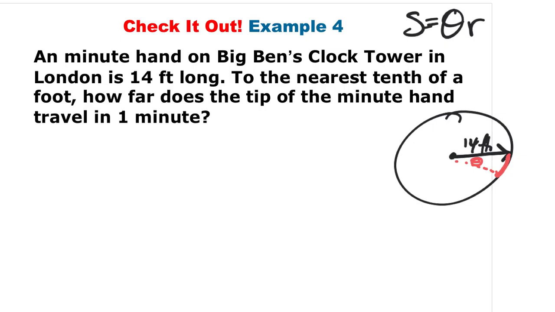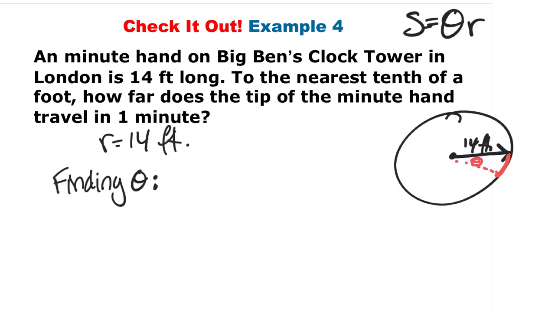Here we have a problem with Big Ben's clock tower in London. I drew a picture here. It says the arm is 14 feet long, and we're trying to figure out how far it travels, this arc length, in 1 minute. So we already know our radius is 14 feet. We need to figure out theta, or in other words, the angle in radians it goes in 1 minute.